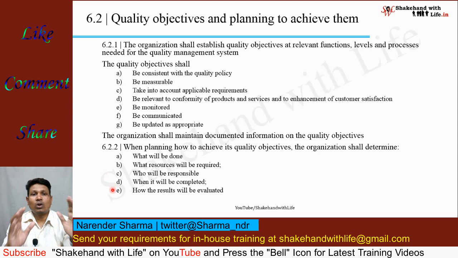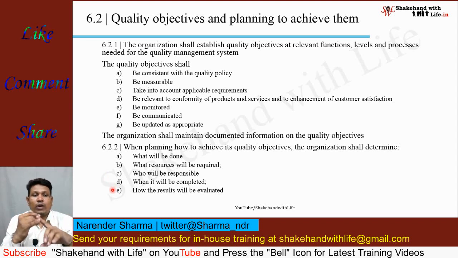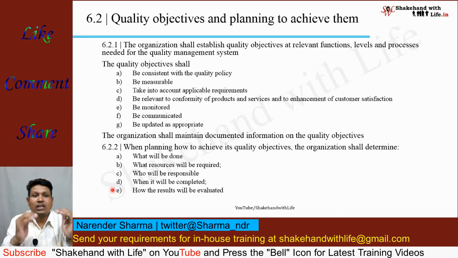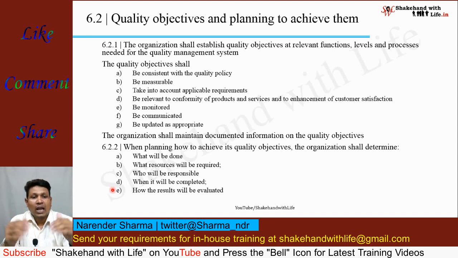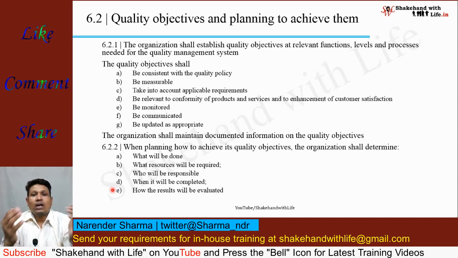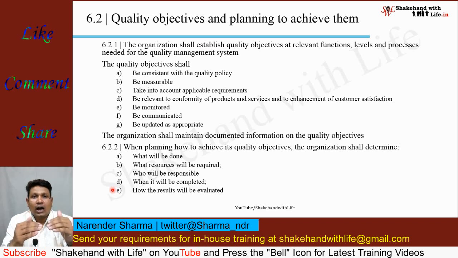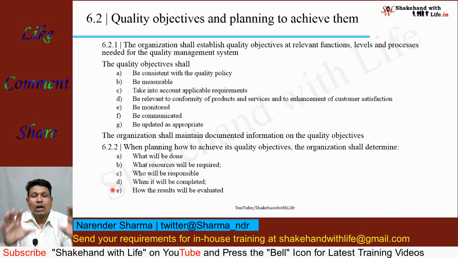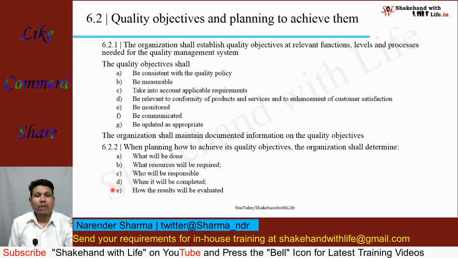So of these two clauses, 6.2.1 talks about the establishment of the quality objectives at relevant functions, levels and processes needed for the quality management system, and 6.2.2 talks about the planning of how to achieve the quality objectives. I will elaborate on these two clauses, or clause 6.2, in detail in my next slide.